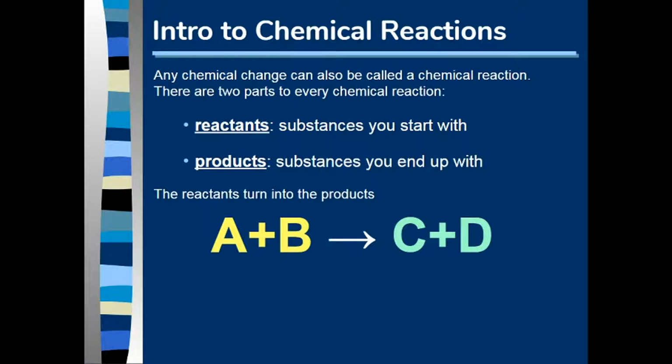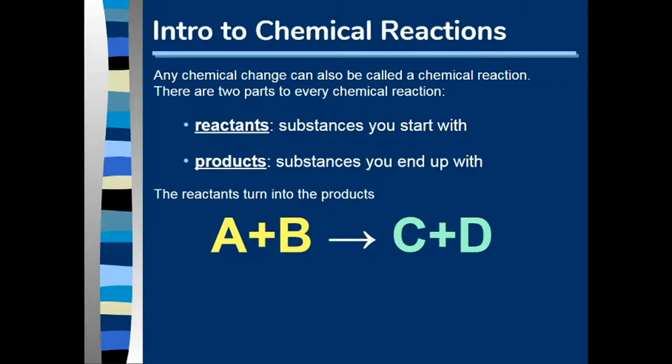So this is a generic equation. We're going to work a lot with generic equations like A's and B's. And then we're going to do actual chemical reactions using element symbols as well. So a generic reaction could be something like substance A and substance B turn into substances C and D.